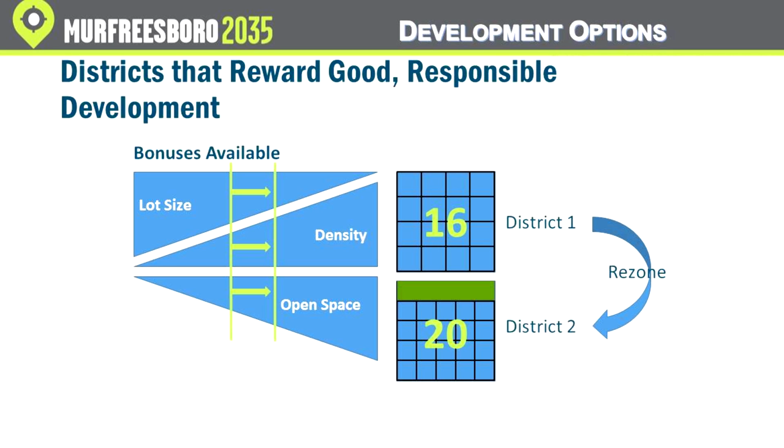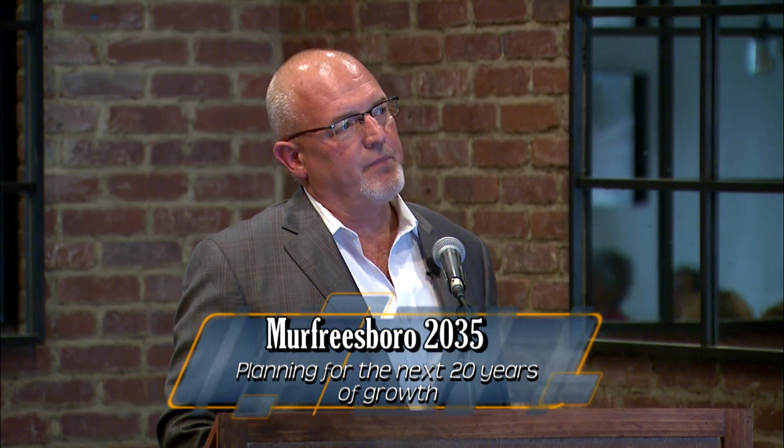whereby instead of having 16 parcels or units, you're shrinking them down to 20 units, but you're developing about 20% additional open space. We would do this within the same zoning district, so you wouldn't have to go for a rezoning for that, and that also increases your open space.